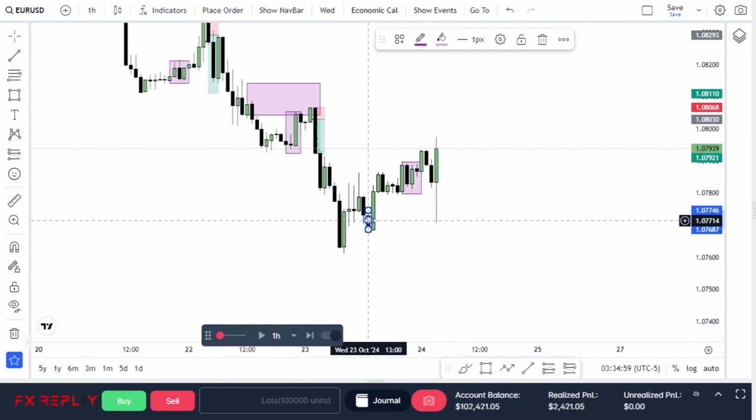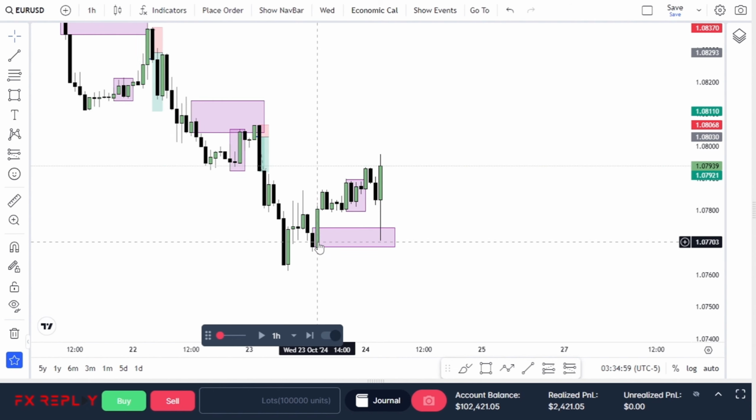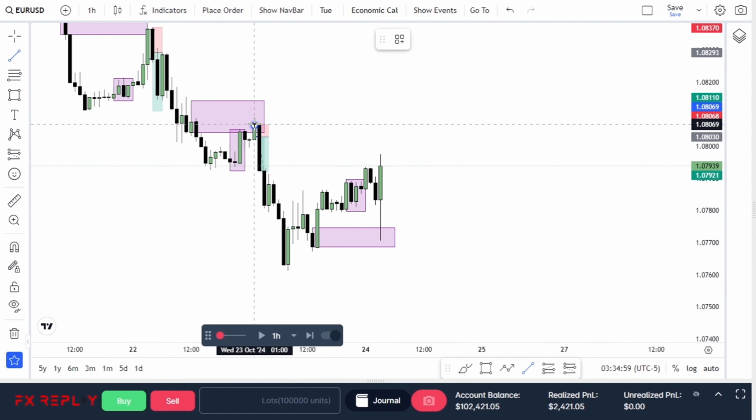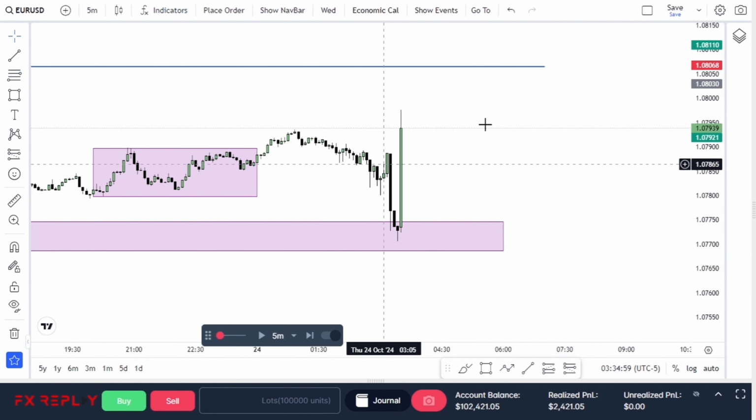In 1 hour chart, price hitting this bullish order block. As I told you, in a bullish market, down close candle will support price to go higher. The price hitting this level and going upside. We can expect that price can take this liquidity very soon. Let's check this in 5-minute chart. Let's see if we can find any entry here.